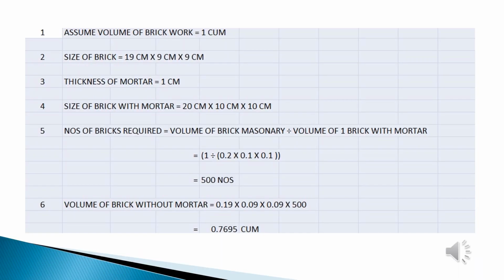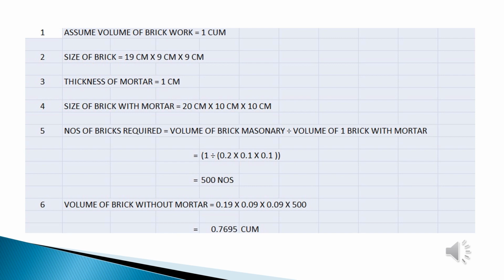Today we are going to learn rate analysis of the brick masonry work. So let us start the rate analysis of the brick masonry work. Now assume the volume of the brick masonry as 1 cubic meter. Size of the brick is 19 centimeter by 9 centimeter by 9 centimeter. Thickness of the mortar is 10 mm. Size of brick with mortar is now 20 cm by 10 cm by 10 cm.